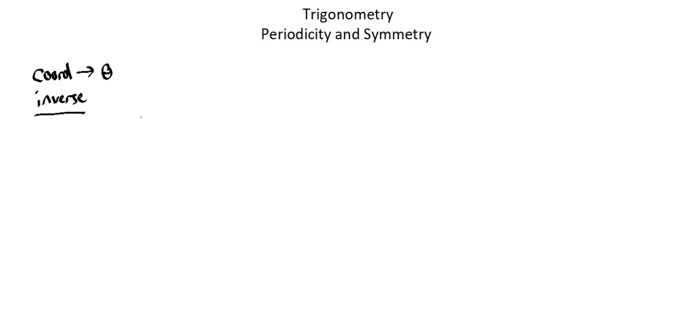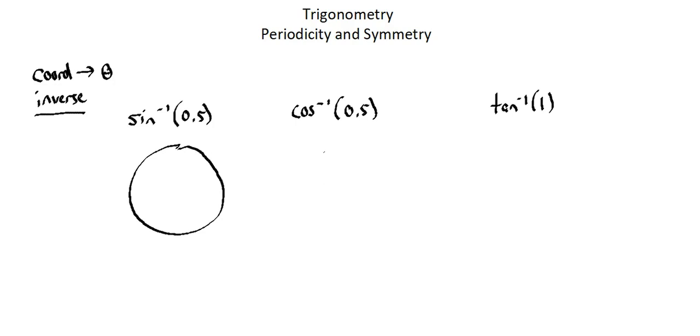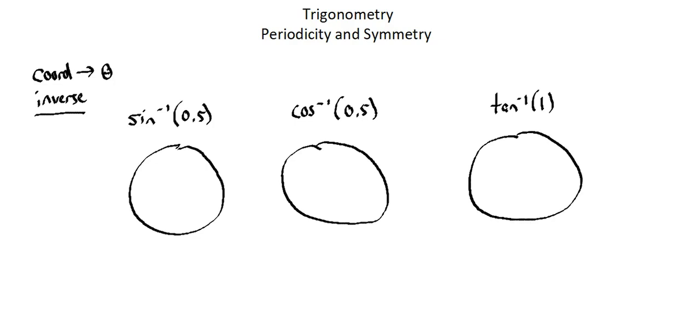So let's consider the scenario of the inverse sine function of a sine value of 0.5, the inverse cosine for a value of 0.5, and inverse tangent for a value of 1. And in each case I'll create a unit circle, and I want to identify where I have angles in one 360-degree revolution that have these values for sine, cosine, and tangent.